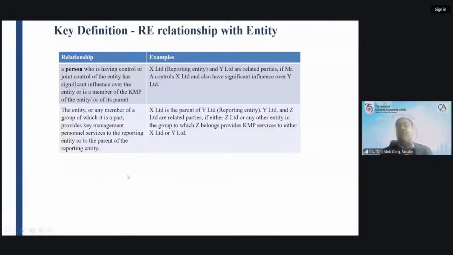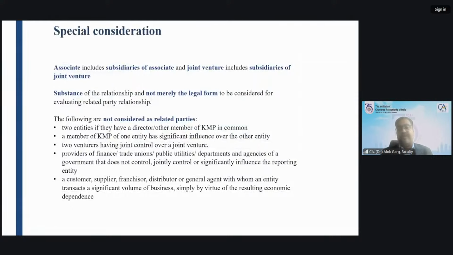So we discussed all the entity relationship and the person relationship. And friends, what are the special considerations? The special consideration is associate includes subsidiary of associate and JV includes subsidiary of joint venture. So like associate and joint venture are the related parties. So if there is a subsidiary of associate or subsidiary of a joint venture, they will also become the related parties. Okay. Substance of the relationship and not merely the legal form to be considered for evaluating related party relationship.